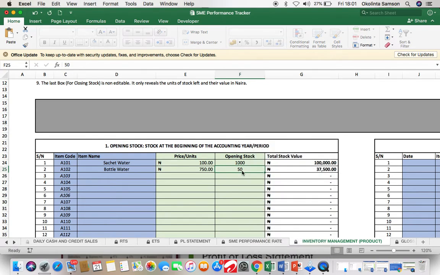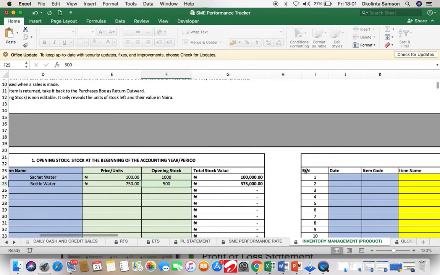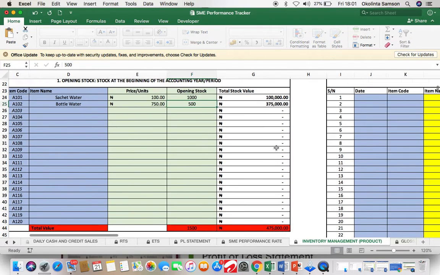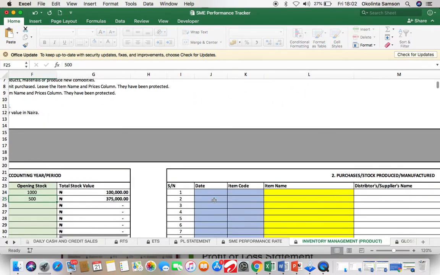Now, this shows your opening stock at the beginning of the month or accounting period. And then this shows your stock value, meaning this is the value of your stock. And then the next thing that comes up here is, as you make your purchases, you include them here.